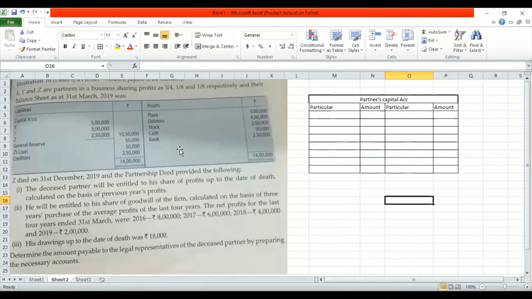So what is the first step we are going to do? We are going to transfer the items from the balance sheet into the partner's capital account. Now, the left hand side is your liability side. Always remember, anything in the liability should be given credit effect. So who died? Z died, right? So first thing is I'm going to put balance carried down, and that would be 2,50,000.